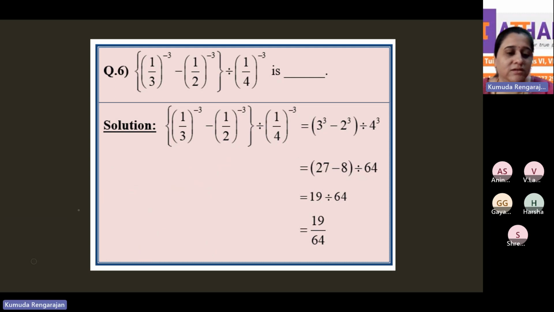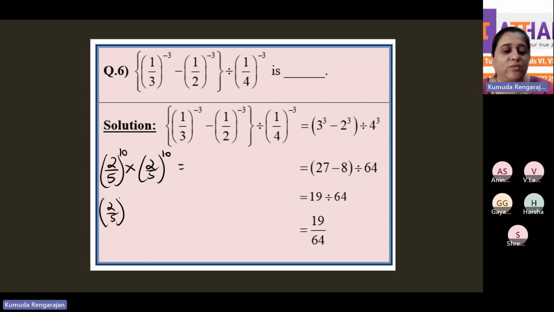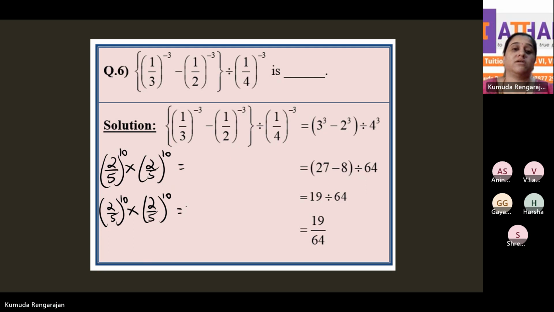Let me write this again. I'm saying bases are the same, 2 by 5, 2 by 5. Bases are the same. The powers are also the same. Then you can deal with this situation in two different ways, meaning using two different laws of exponents. Either way, you'll get the same answer.